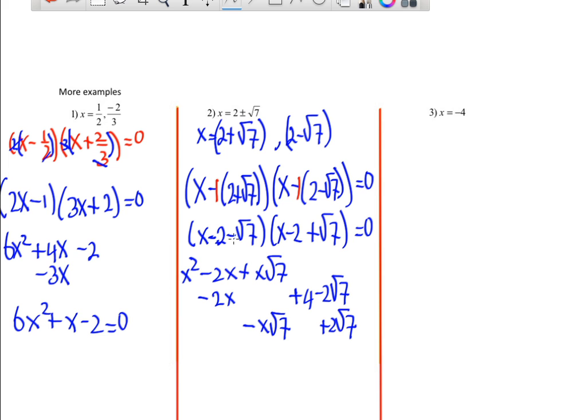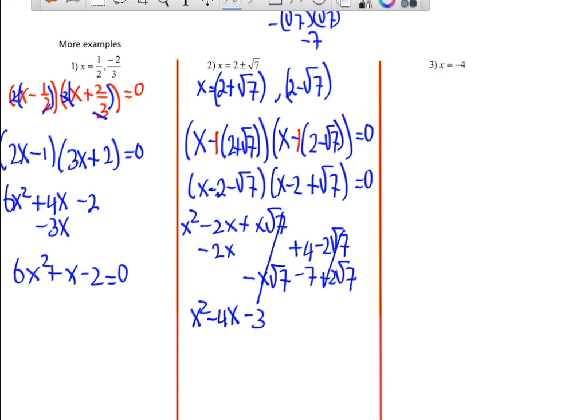And then a negative square root of 7 times a positive square root of 7, that's the square root of 7 times itself, so that's 7 with a negative. So that ends up giving you this. So finally, then you get x squared minus 4x, those cancel, plus 4 minus 7, which is minus 3, and those cancel as well. So that's your final answer.